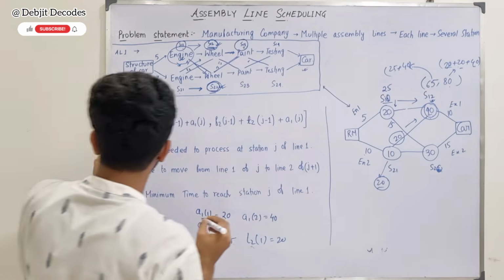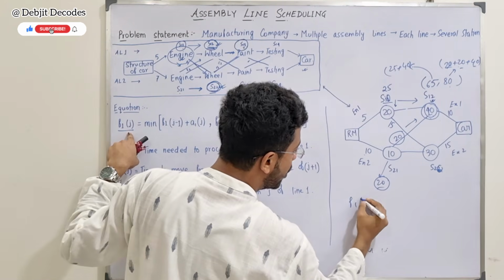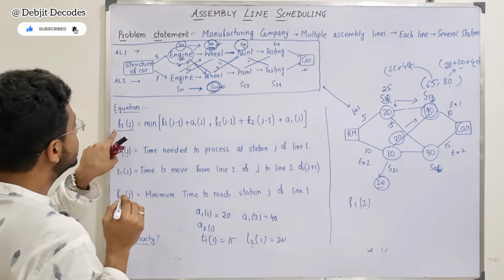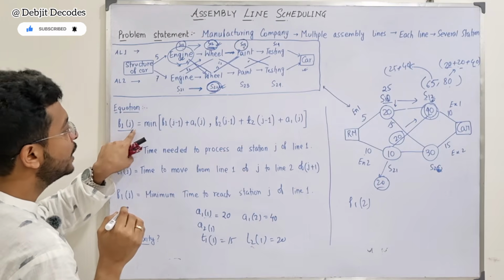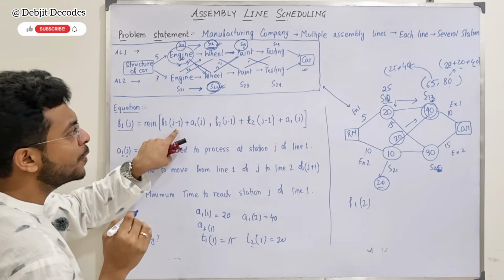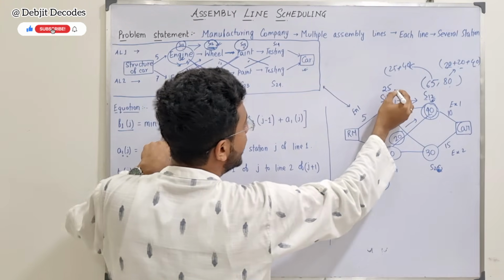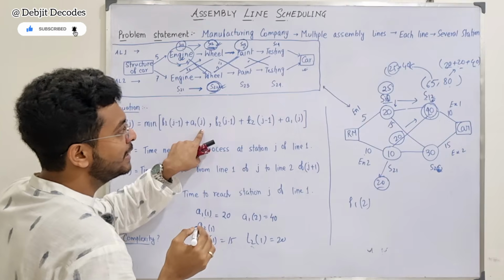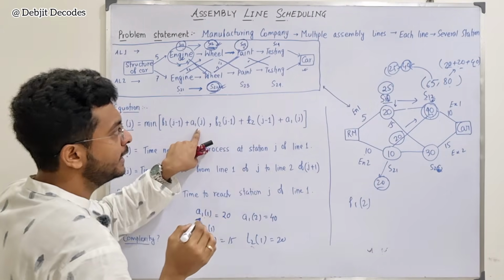Now, f1 of j is what we are trying to calculate. f1 of 2, that is the fast assembly line's station number 2, is equal to the minimum of f1 of j minus 1, which is 25, plus a1 of j. What is a1 of j? It is a1 of 2, which is 40.